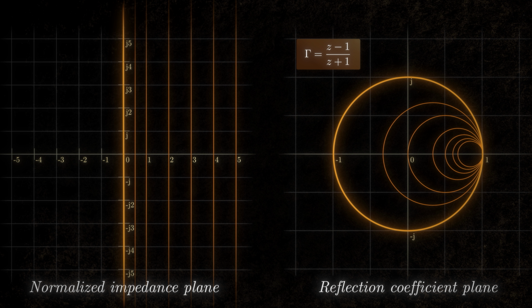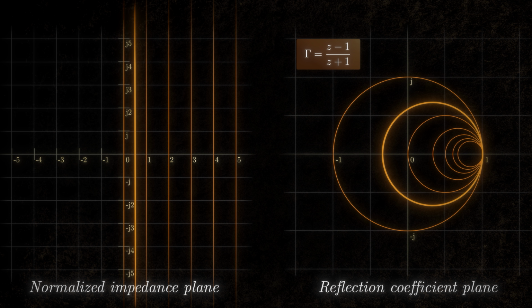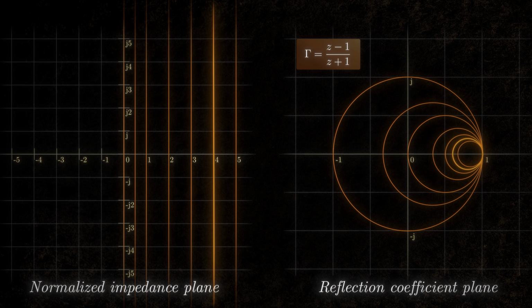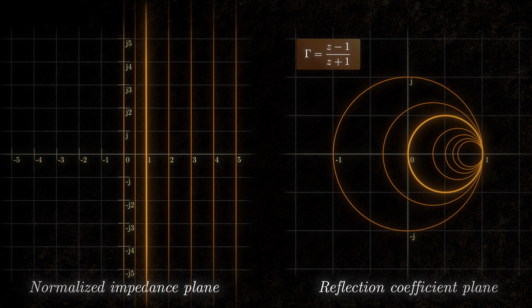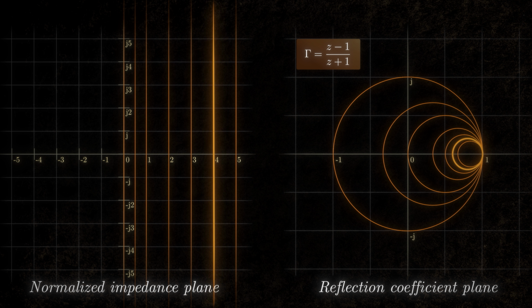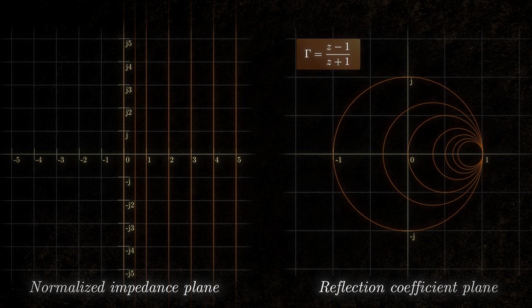At r equals 0, the circle is the largest. Its diameter runs from -1 to 1 on the reflection coefficient plane. As we increase resistance, the circles shrink and their centers move to the right. At r equals 1, the circle passes through the center. That's the match case, where resistance equals our characteristic impedance. As r increases further, going off to infinity, the circles get smaller and cluster towards the right, approaching the point 1, 0.